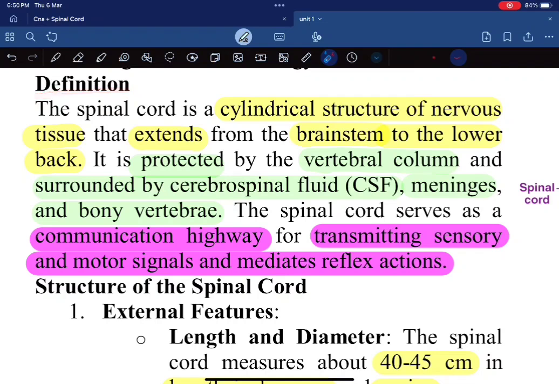Definition. The spinal cord is a cylindrical structure of nervous tissue that extends from the brain stem to the lower back. It is protected by the vertebral column and surrounded by cerebrospinal fluid, meninges, and bony vertebrae. The spinal cord serves as a communication highway for transmitting sensory and motor signals and mediates reflex action.